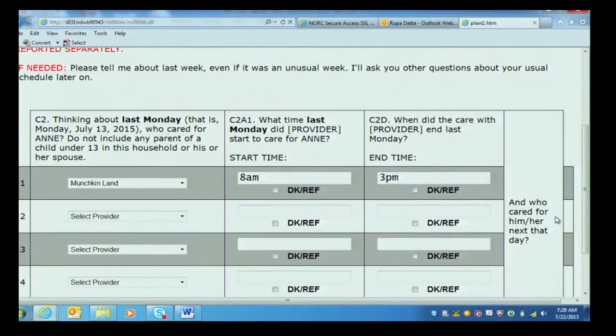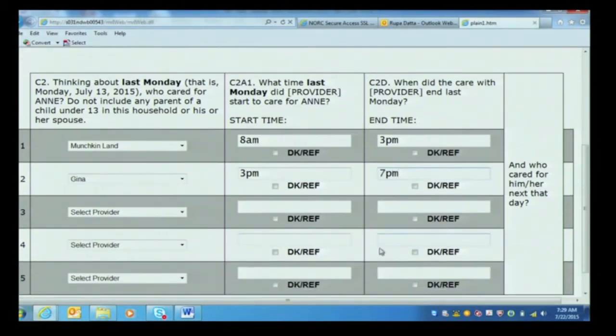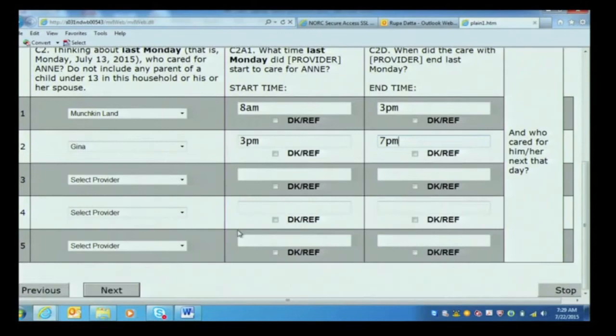And then Gina, who was my mother, took care of her from 3 to 7 p.m., after which I came home from work. And then I was home the rest of the evening. So we can scroll down and go ahead and hit next.